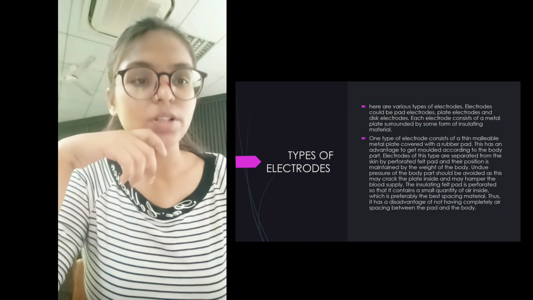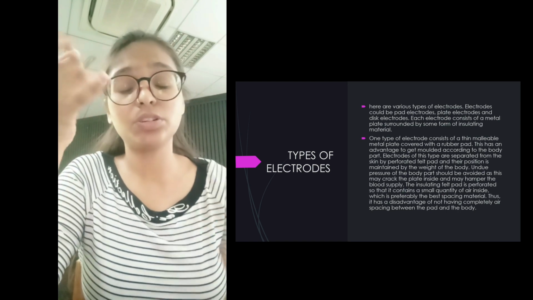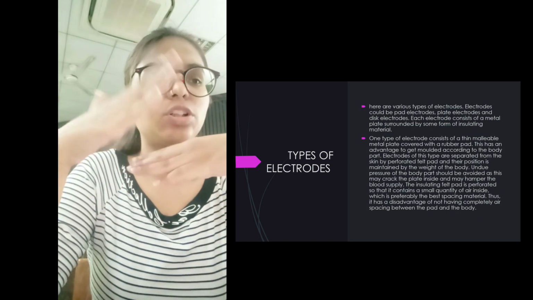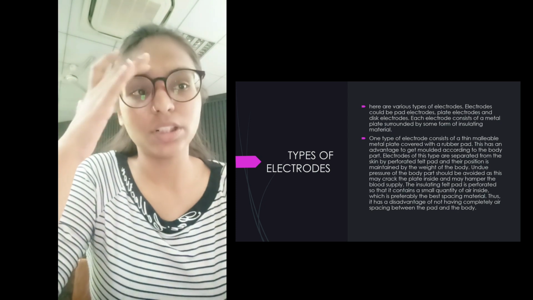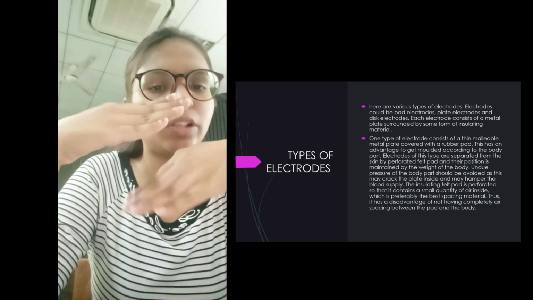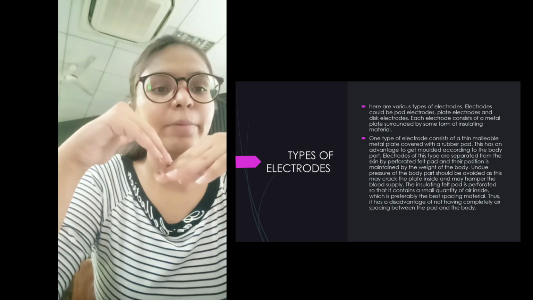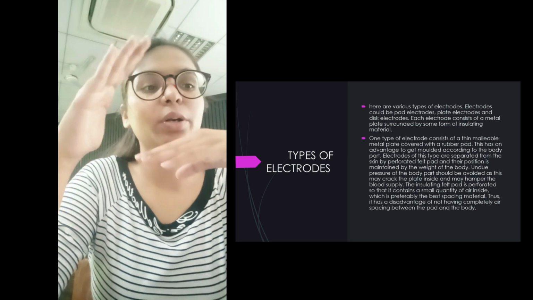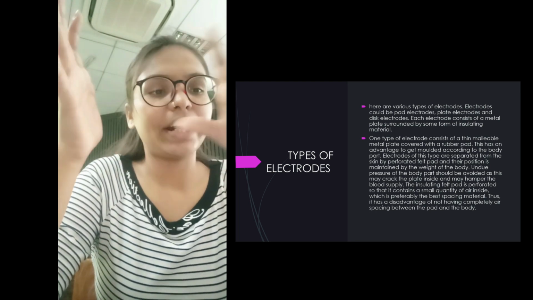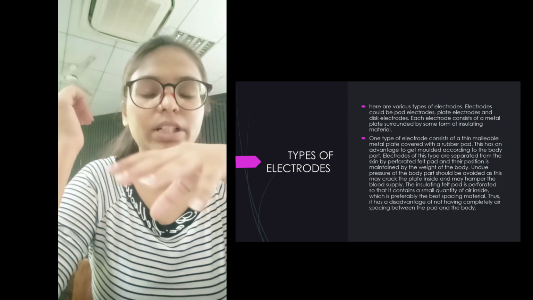Types of electrode. Here are the various types of electrodes. Electrodes could be pad electrode, plate electrode, and disc electrode. Each electrode consists of a metal plate surrounded by some insulating material. One type of electrode consists of a thin malleable metal plate covered with a rubber pad. This has the advantage of being molded according to the body part.